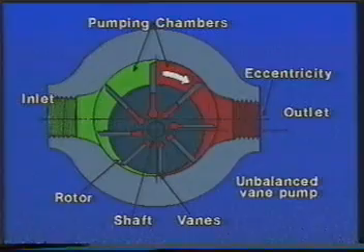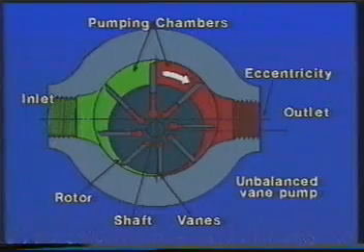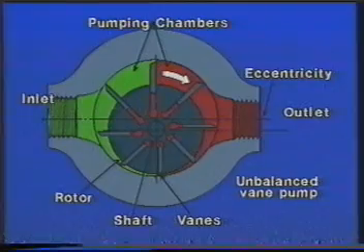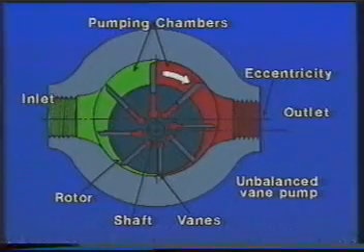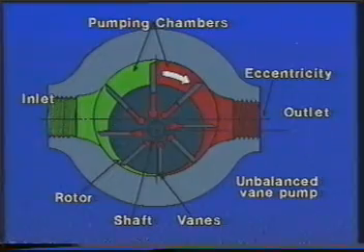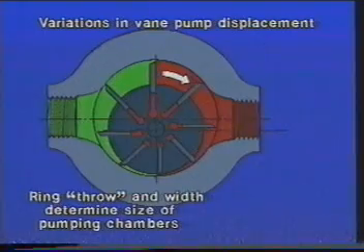Pumping chambers are formed between the vanes and are enclosed by the rotor, the ring, and two side plates. With the ring offset from the center line of the rotor, the chambers increase in size and take in fluid as they pass the pump inlet port. Then, as they cross over center, the chambers become progressively smaller and fluid is expelled at the pump outlet. This pump has a somewhat limited pressure capability because of its unbalanced hydraulic loading. Its displacement, however, can be varied or even reduced to zero by moving the ring towards the center line of the rotor.